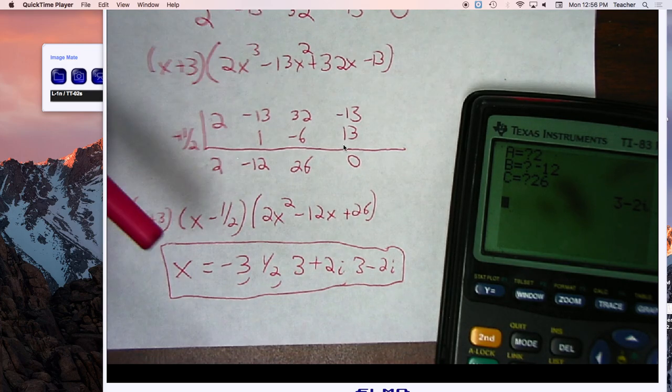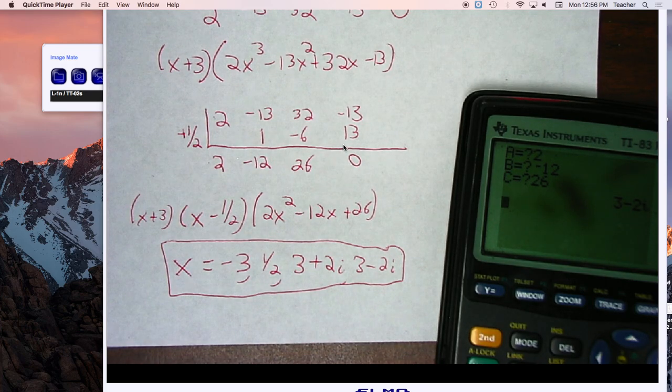So sort of a lengthy process, but especially when you have the calculator to help you, you can move through it and find all those zeros. So we'll be working on that throughout the week.